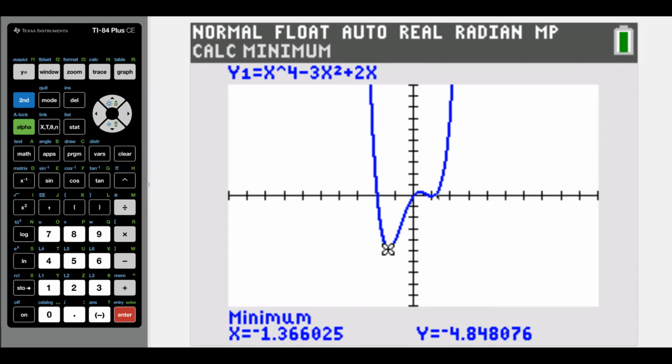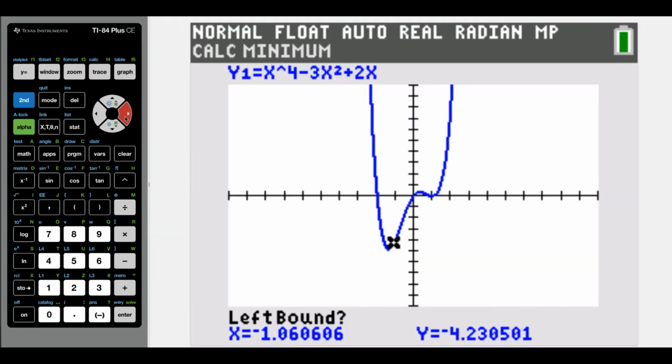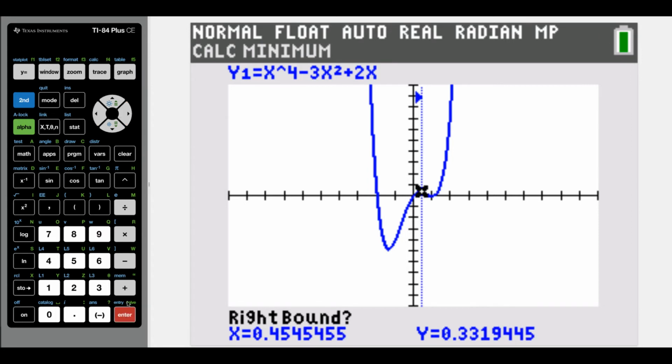Now there is also another minimum happening up here, so we can find that one by doing the same thing. So going second, trace, and picking option number 3, minimum again. So now we want to arrow over by that other minimum. And again, we want a left bound point, so I'm going to hit left a couple times, hit enter. Then I'm going to go to the right past that value and hit enter. We can take a guess, but we don't have to. We can just hit enter one more time. So there's our relative minimum there.